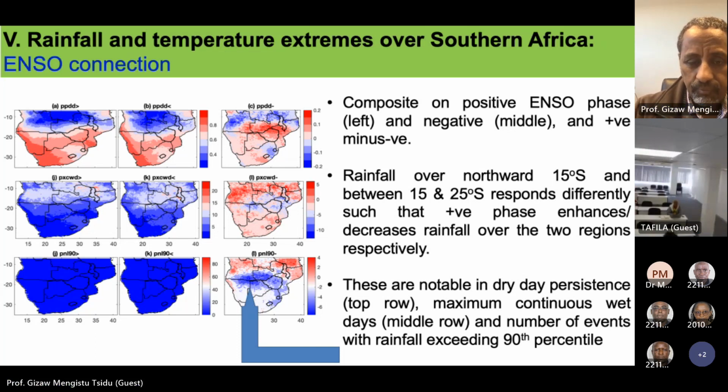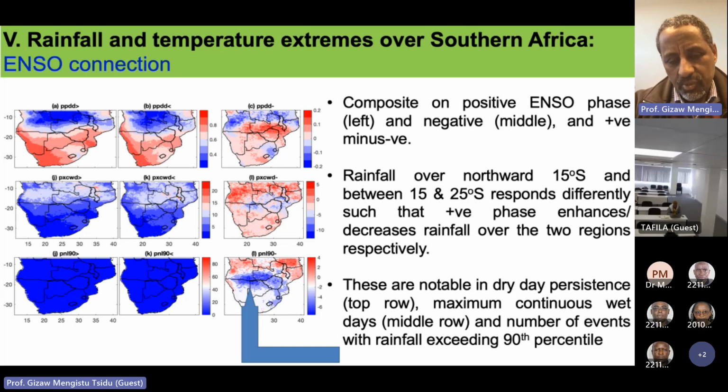Otherwise, ENSO on its own is a kind of normal variation. We call it interannual variation because it comes every 2 to 7 years. It's not regular. It's a quasi-periodic event, but it's a part of natural processes. But this natural process is also affected by climate change, because this is a sea surface temperature change in the Pacific region, and this sea surface temperature is also very much affected by climate change.